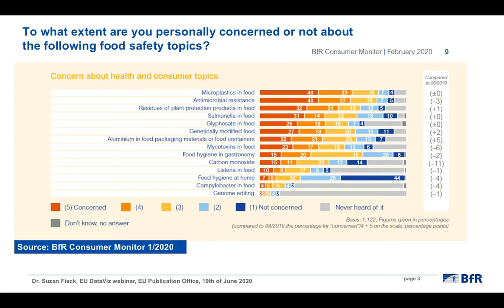Respondents in Germany are first and foremost concerned about microplastics, which is interesting because it has really become a topic over time. And according to the latest available knowledge, it is not assumed that plastic particles in food really pose a health risk for humans. Antimicrobial resistance is a topic also among experts. Then people are concerned about plant protection products, for example glyphosate, and about genetic engineering.